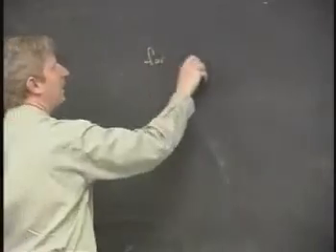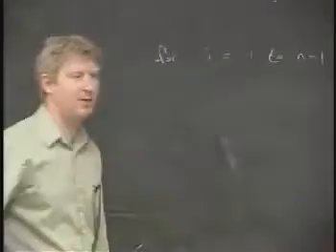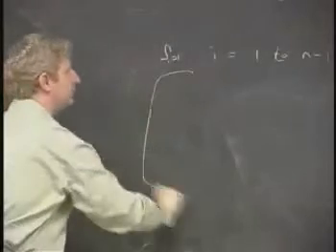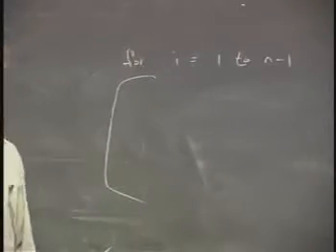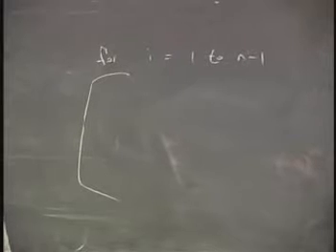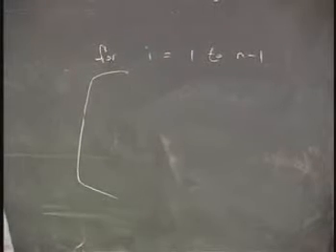So here, I'll write this real pseudo. For i equal 1 to n minus 1. It's going to do it n minus 1 times. What's it going to do 1 to n minus 1 times? It's going to do this bubble phase. How do you do a bubble phase?